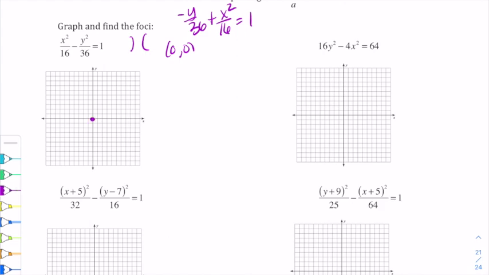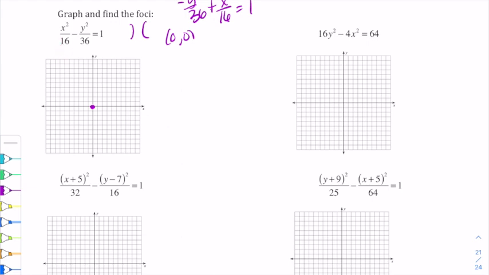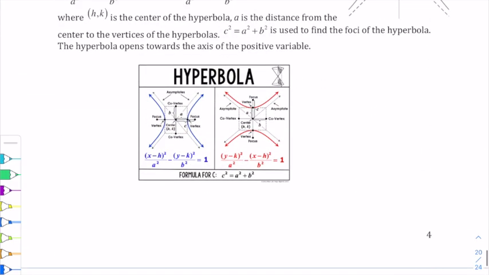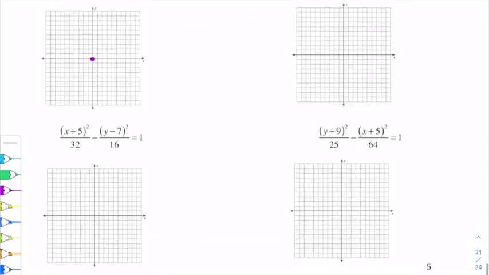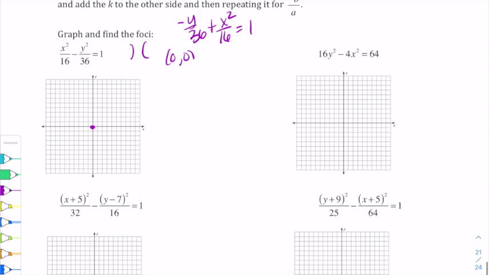We find the same thing to get our vertices and our co-vertices. So this one's a squared because it's bigger, and this one's b squared. In this case, they don't actually care about a squared and b squared. It just makes a difference on the ellipse one. So we have a squared is 16 and b squared is 36. So that means a is 4 and b is 6.